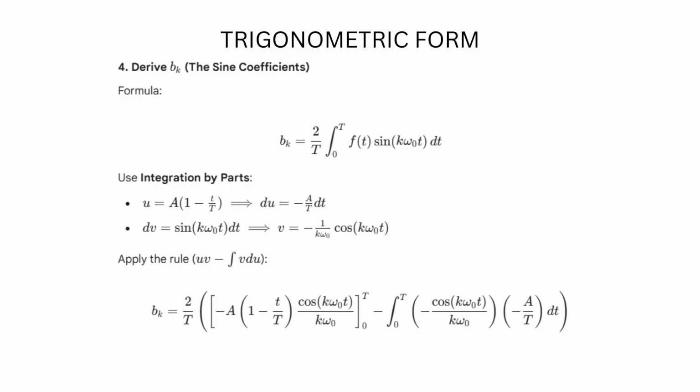So to apply the rule, it is b sub k equals 2 over T times the quantity negative A times 1 minus t over T times cosine k omega naught t over k omega naught, evaluated from 0 to big T, minus the integral from 0 to T of negative cosine k omega naught t over k omega naught multiplied by negative A over big T dt.